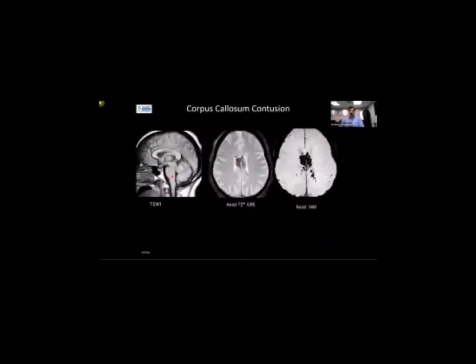Now, this is a gradient echo T2 star sequence, and this is an SWI sequence. Please remember that the SWI sequence is more sensitive in picking up hemorrhages, and it is also more sensitive in picking up diffuse axonal injuries. We will revisit this.